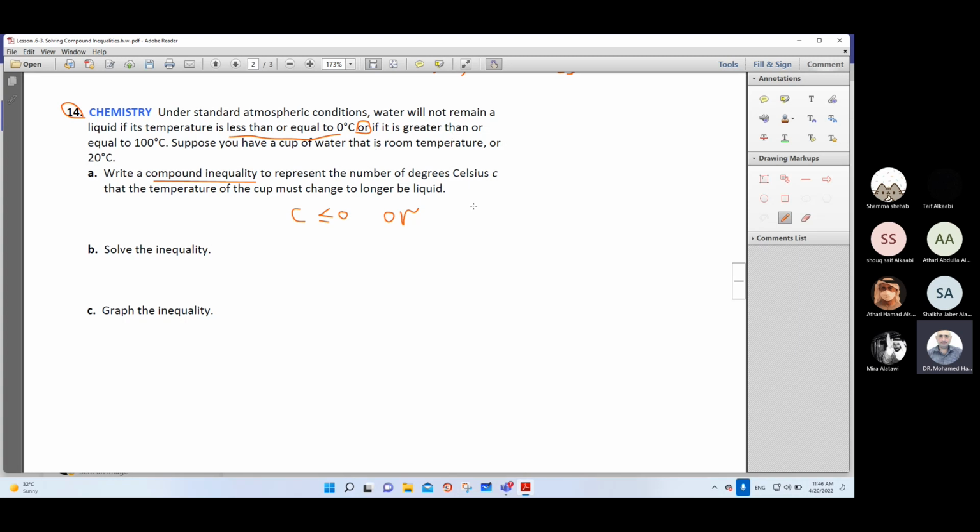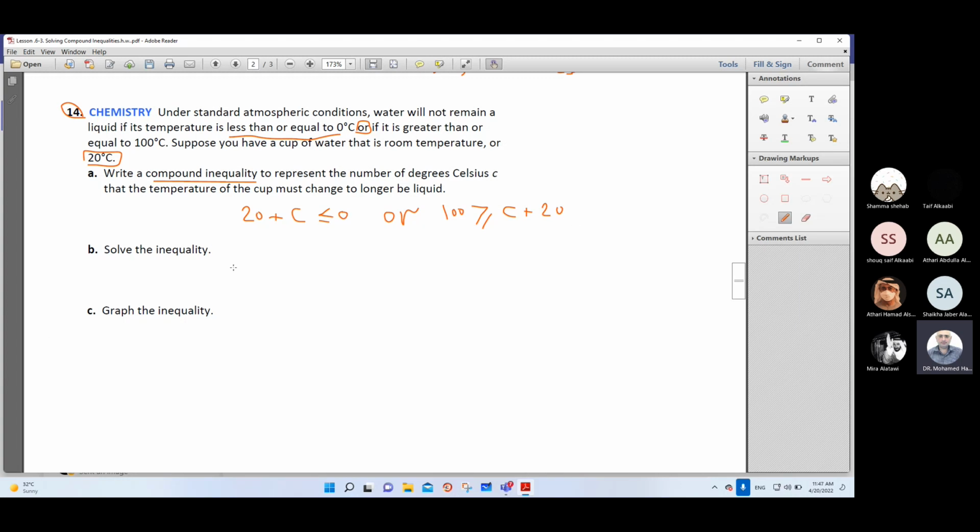It's greater than or equal to 100. So see here, greater than or equal to 100. Suppose you have a cup of water that is room temperature, or 20 Celsius. So here it means plus 20, and here the degree will be 20. So this is the compound inequality.